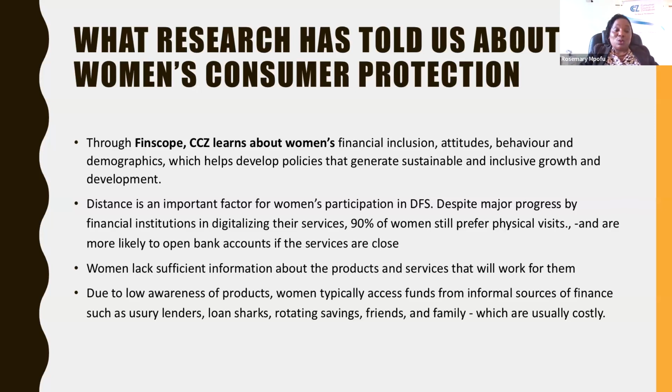Due to low awareness of products, women typically access funds from informal sources of finance, such as usury lenders, loan sharks, and rotating savings, whereby a group of people loan each other maybe $5 per week. If it's a group of 10 people, the lady will have about $50 every Friday, or after, depending on their timelines. That's how people are surviving. Sometimes it's even friends and family, which is sometimes also quite risky and costly.